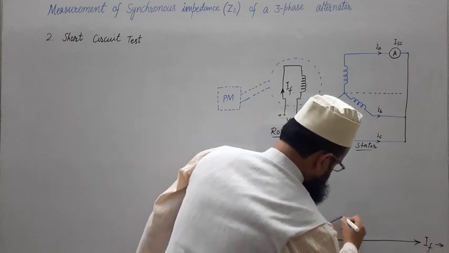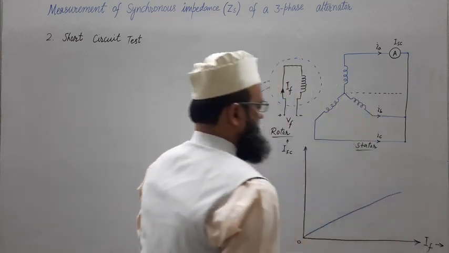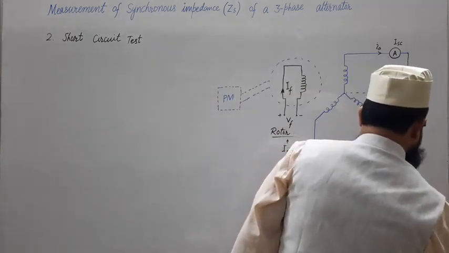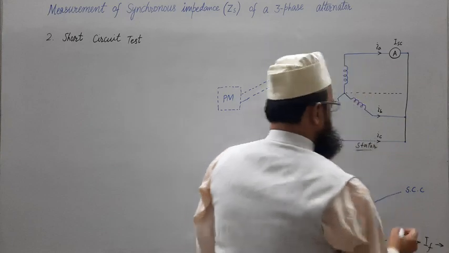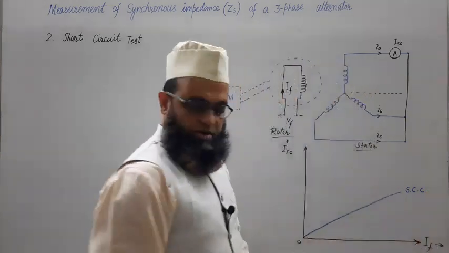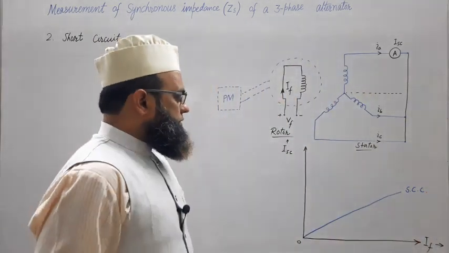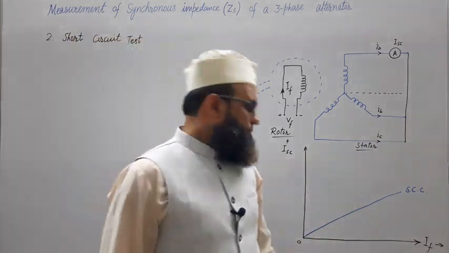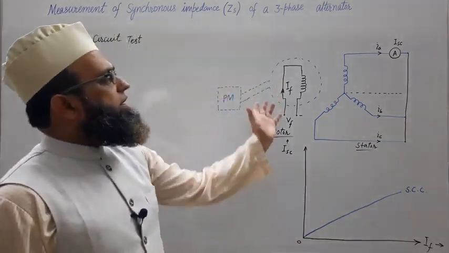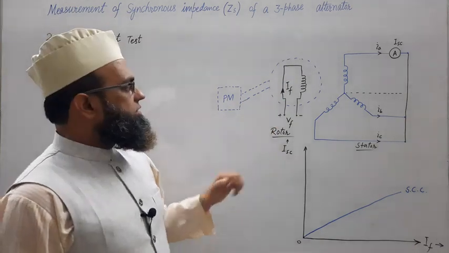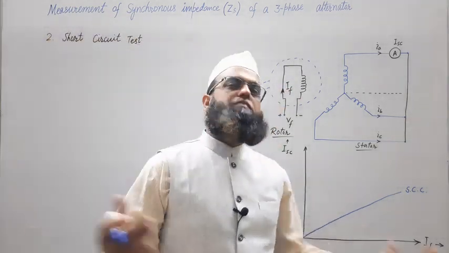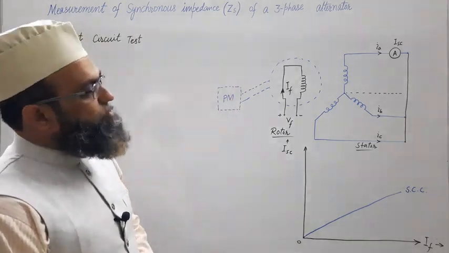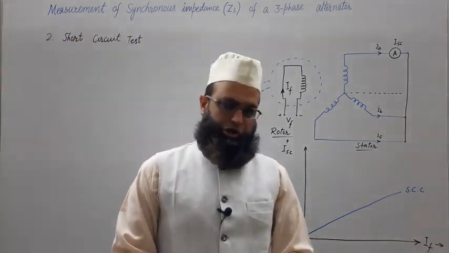Something like this, and known as short circuit characteristic. So this will be linear. Nowhere it will not get saturated. Why? Because under short circuit test, the range of field current is so small that it will not cause saturation of iron parts of the machine.